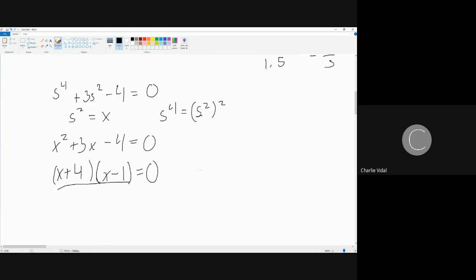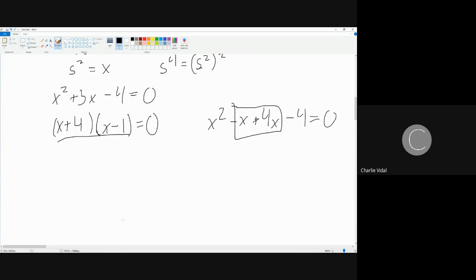So if you do x times x, that's x squared, x times negative 1, so it's going to be negative x, 4 times x, so it's going to be plus 4x, minus 4 is equal to 0. And if you combine these two, that gives you positive 3x. And you can tell from that that this answer is correct. So that is just a way to check on how to do this problem right. But anyway, let's go on to the next part.